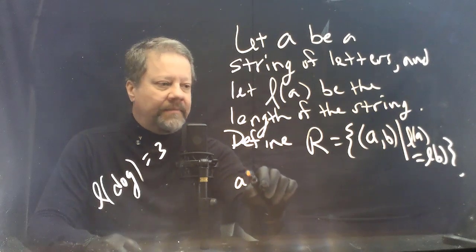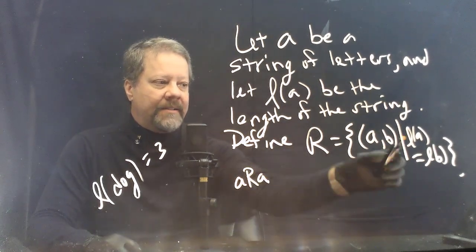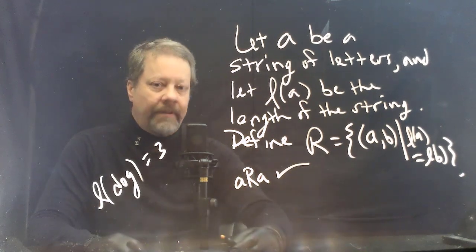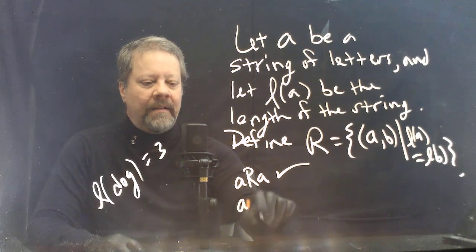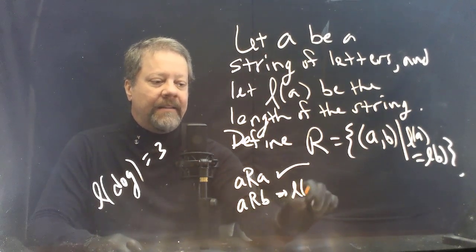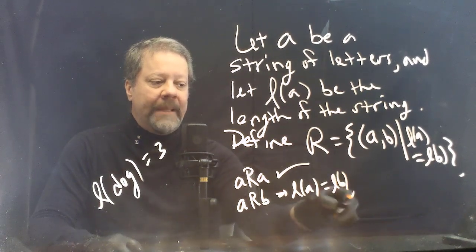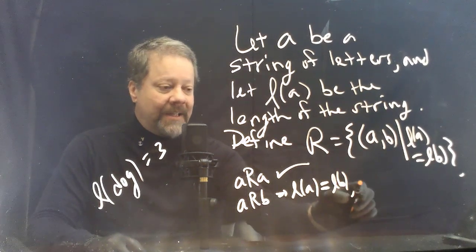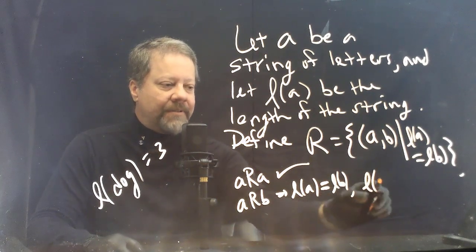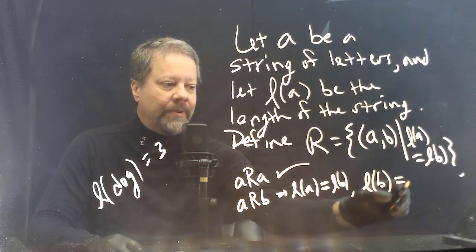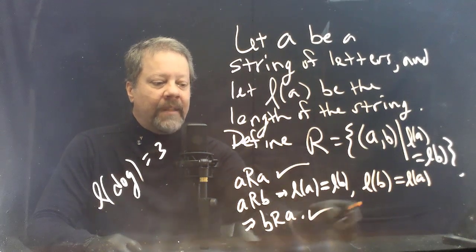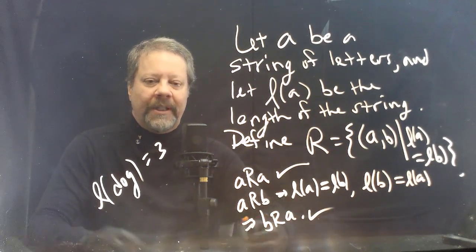Clearly, A is related to A because the length of A equals the length of A. That gives you reflexivity. If A is related to B, that implies the length of A is equal to the length of B. But equality of natural numbers is an equivalence relation, the equal sign for natural numbers, which means L of B equals L of A, which implies then that B is related to A. So we have symmetry as well. We only need to check transitivity.